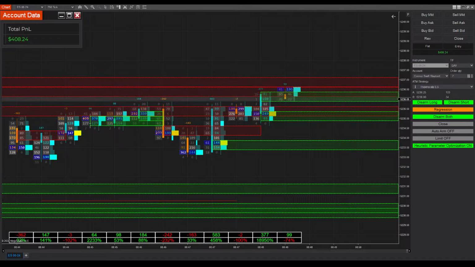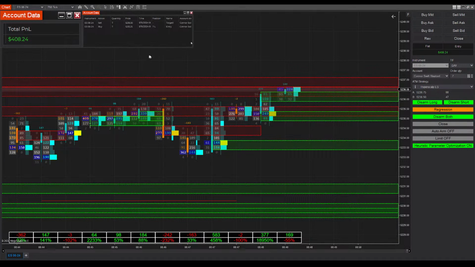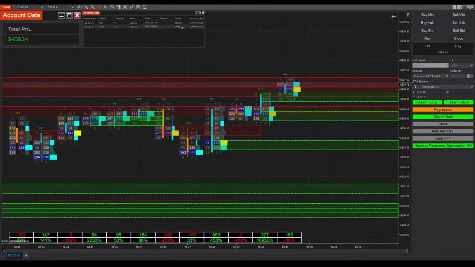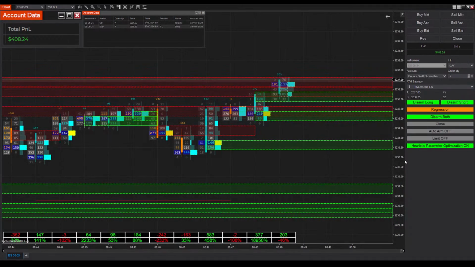Also, sorry guys, let me show this execution panel here, just so you guys are completely aware that this is in fact not an overlay. This is actually my real account.